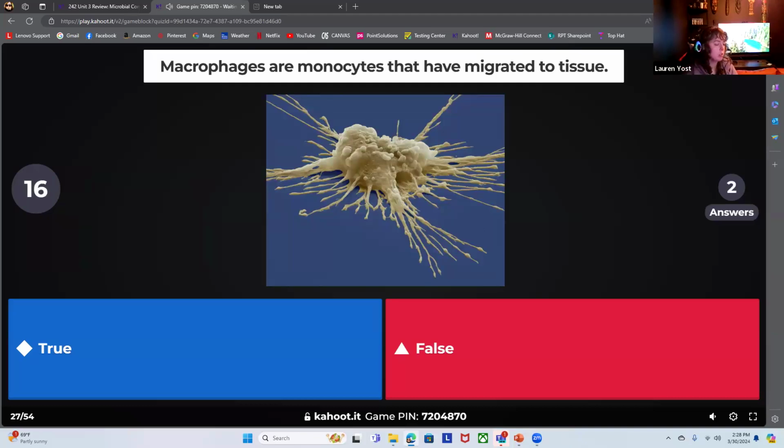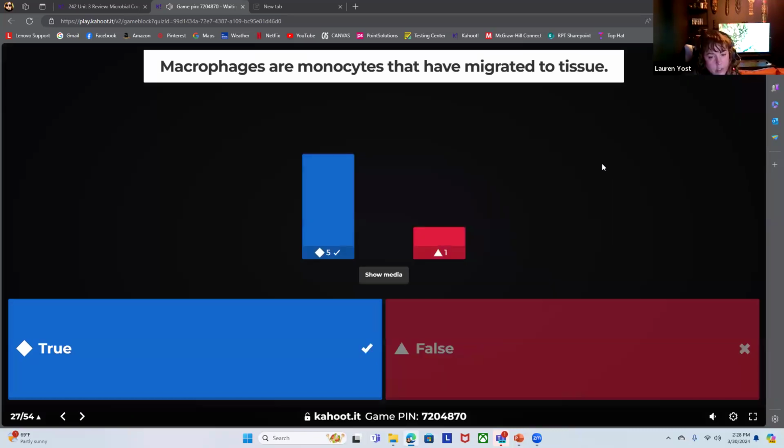All right, macrophages are monocytes that have migrated to tissue. True or false? What are macrophages and monocytes and how they relate? 10 to 80%. Yeah, I think the average is somewhere around 50%, but yeah, clearly there's going to be quite a wide range there.